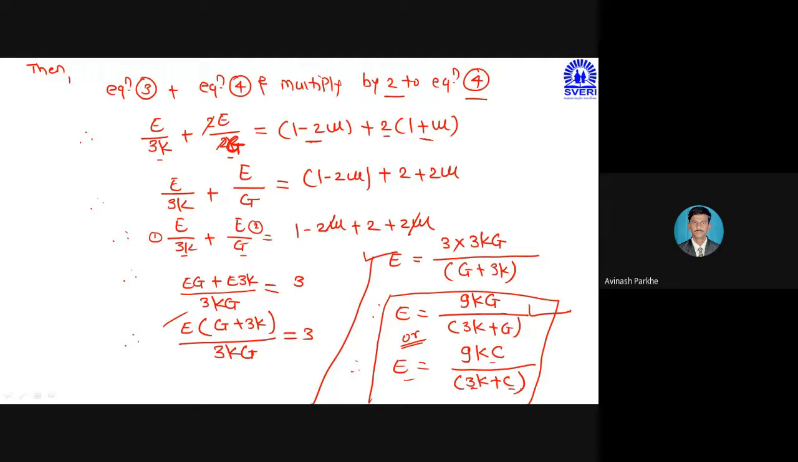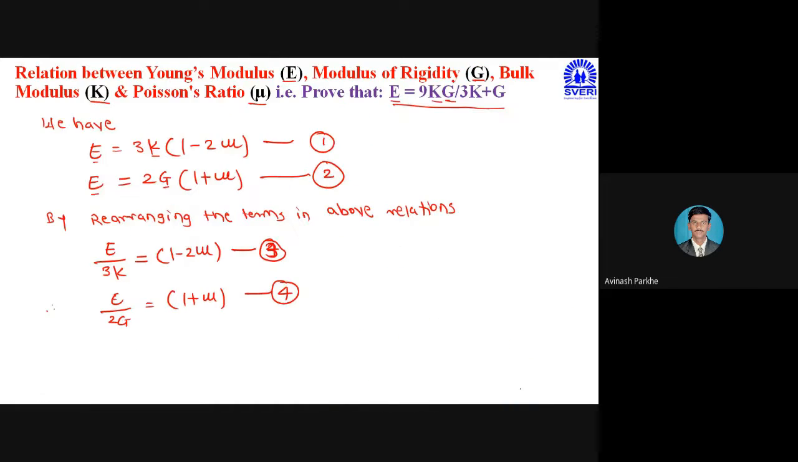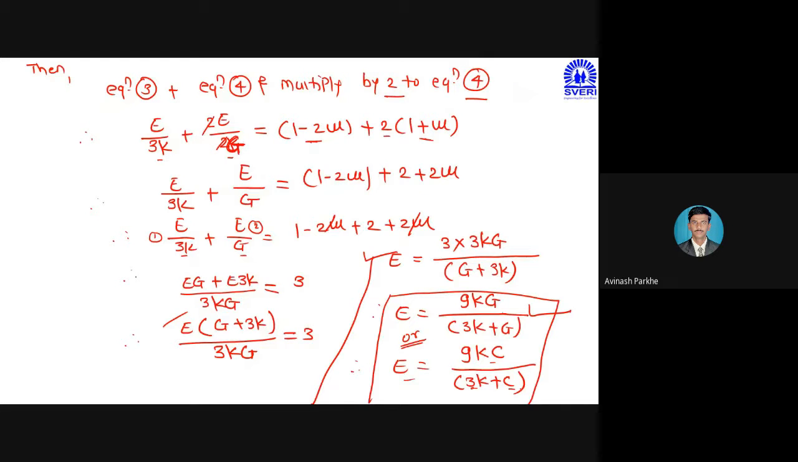In this particular derivation, there is no diagram and there are no assumptions. Only by using the previous two derivations, rearranging the terms and adding some conditions, we are deriving this relation between all the three elastic constants. Have you got this particular relation? It is very simple to understand. You only have to rearrange the terms and add some conditions. Have you got this particular derivation?